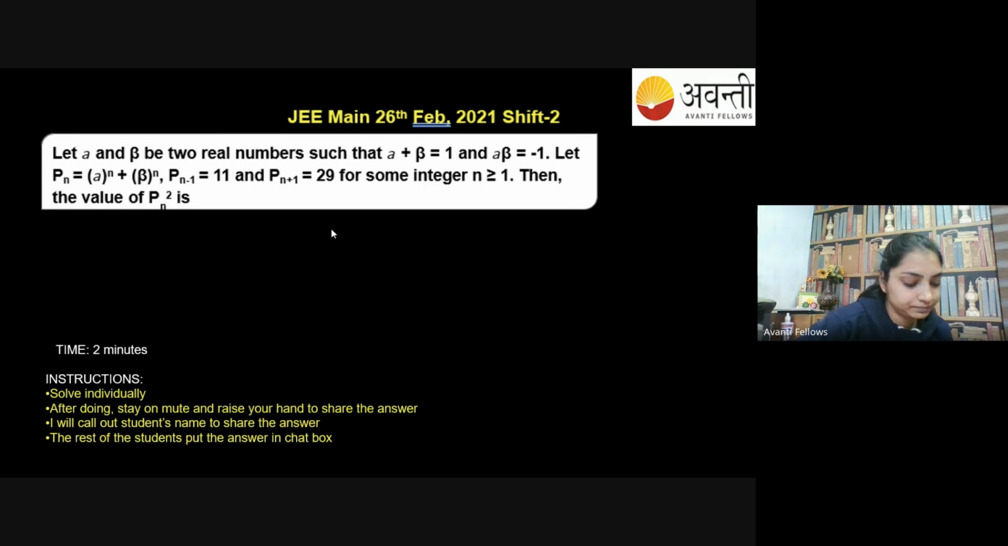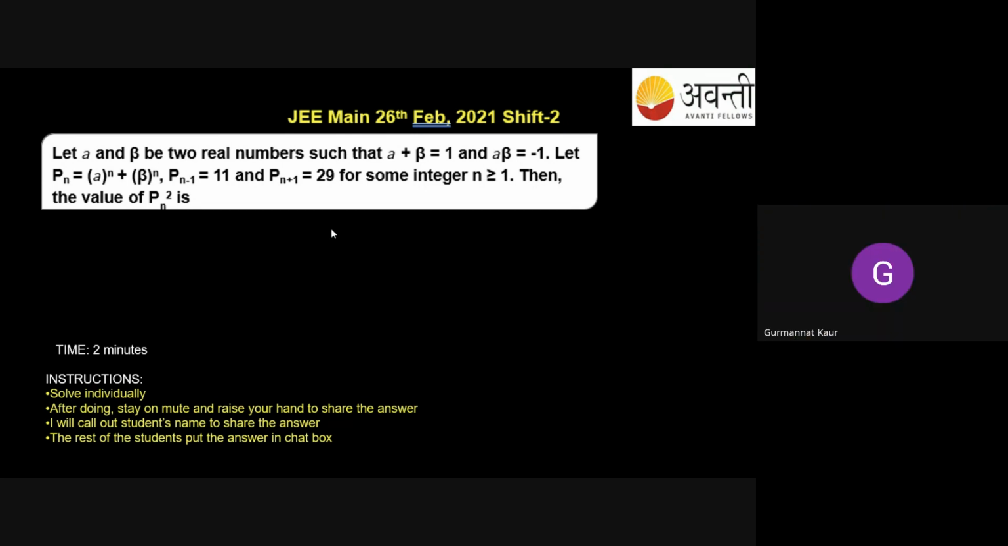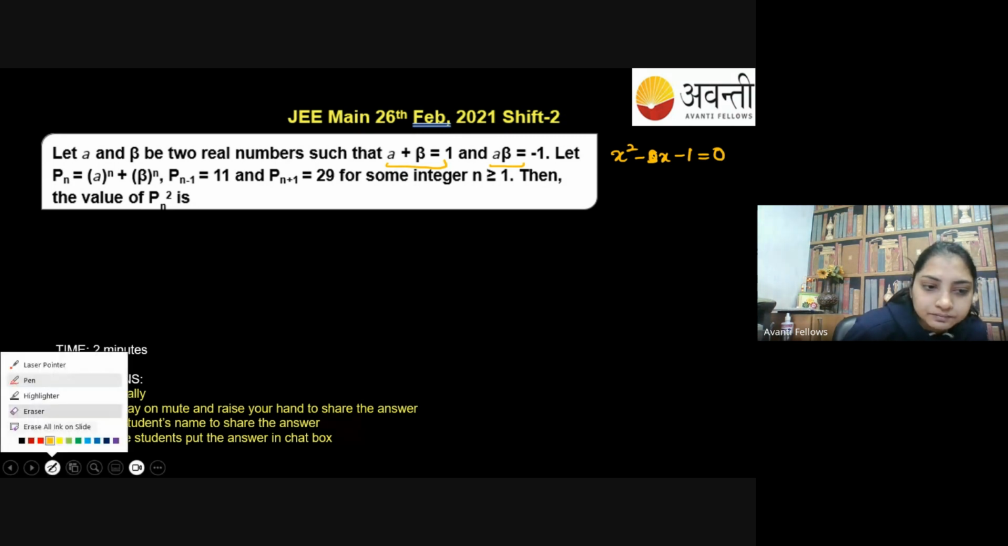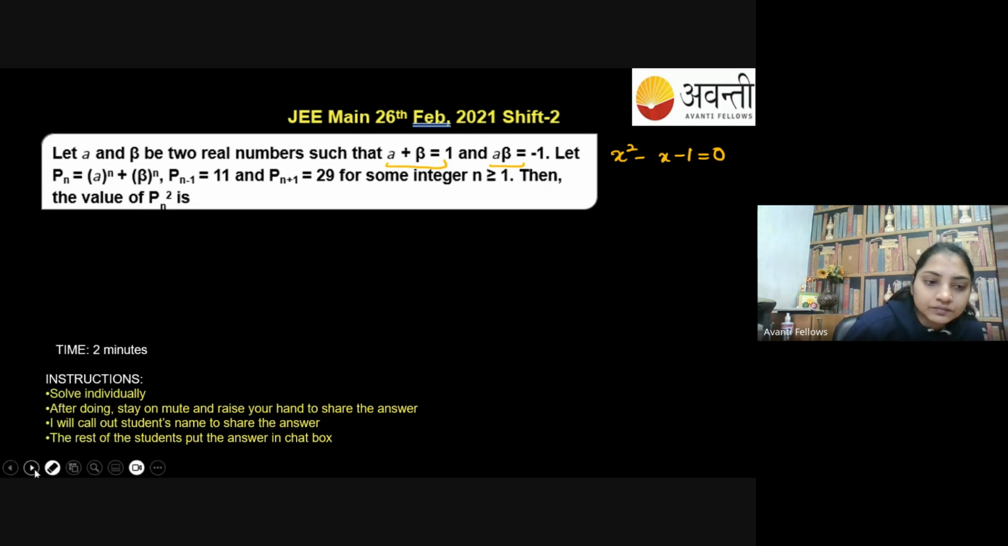Yes, friends, done. Ma'am, not able to solve. Okay, anyone? Just see, it was given the sum of roots and product of roots. The equation must be x square minus x minus 1 is equal to 0. Agree? Yes, ma'am.